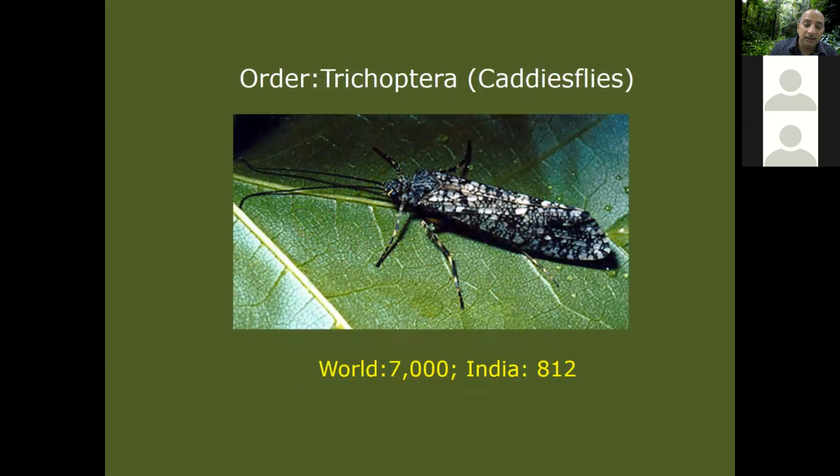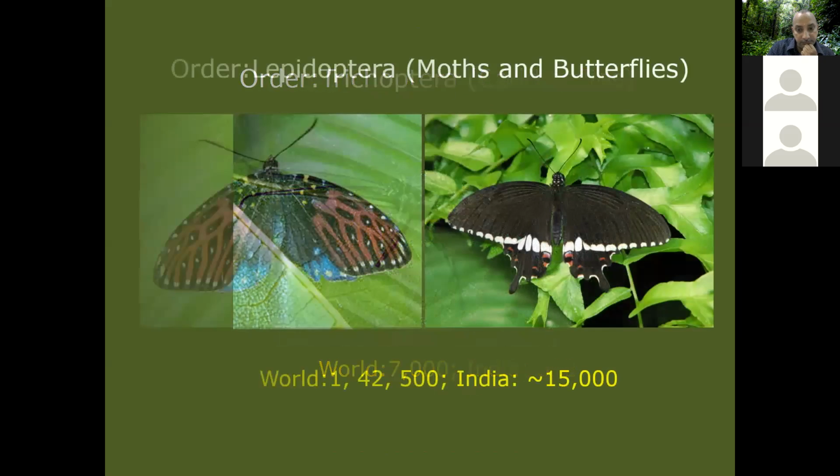Then comes the caddis flies. These are also aquatic insects. The larvae live in water and they make very interesting cases. Other than Lepidoptera, the larvae of caddis flies produce silk to make cases to live underwater. The adults are terrestrial. They also have very long antennae and are very colorful.